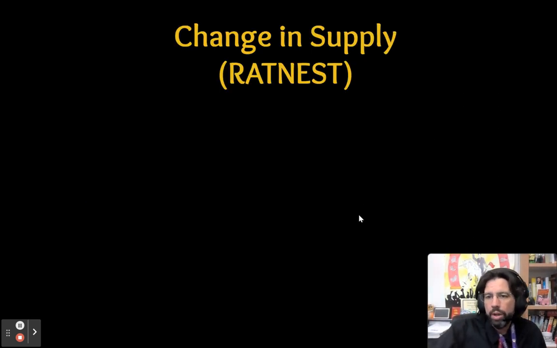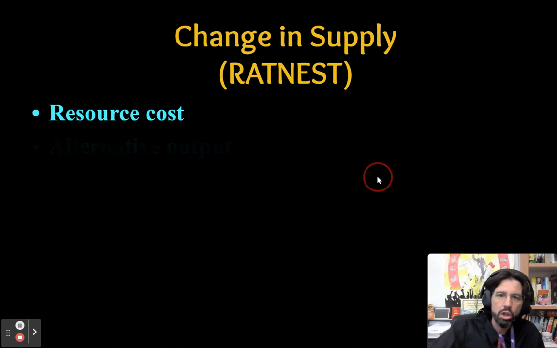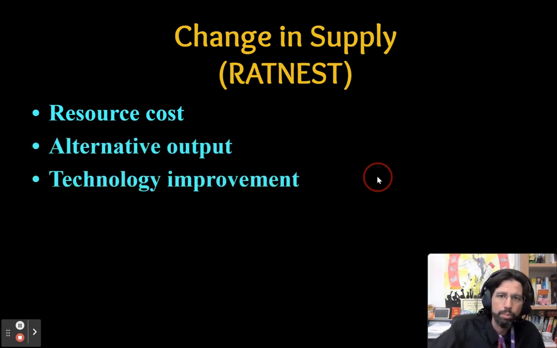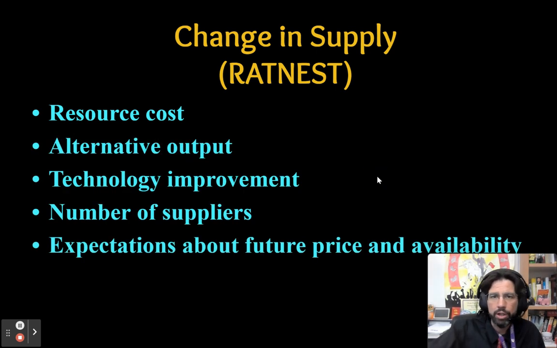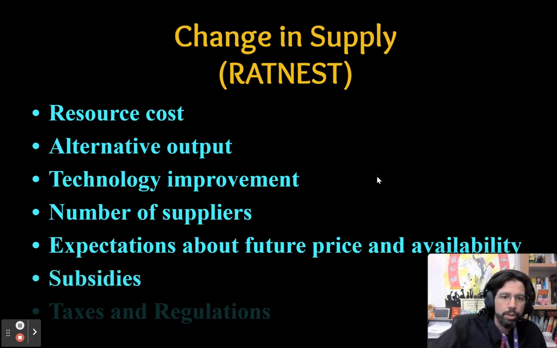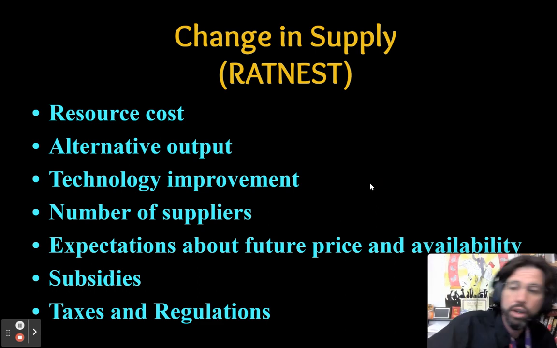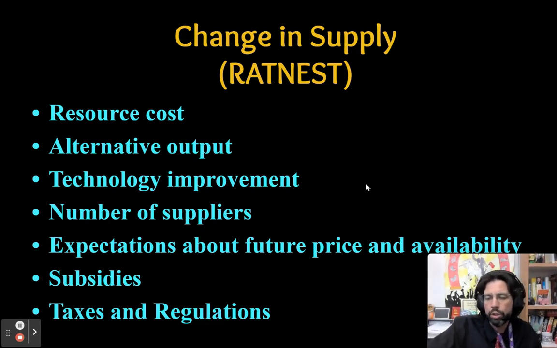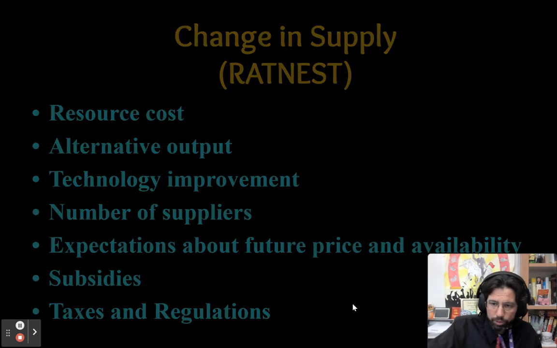What we're dealing with here is a change in non-price factors, which the acronym here is RATNS, and that is resource cost, alternative output, technological improvements, number of suppliers, expectations about future price and availability from the supplier's point of view, subsidies and taxes. Remember, non-price issues. Regardless of the price, supply goes up and down based on these issues.